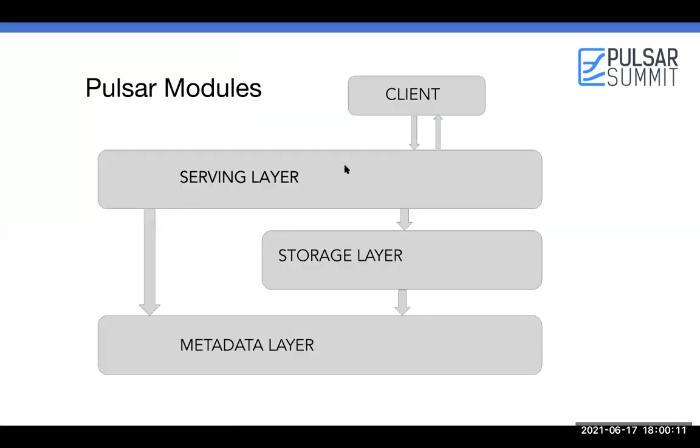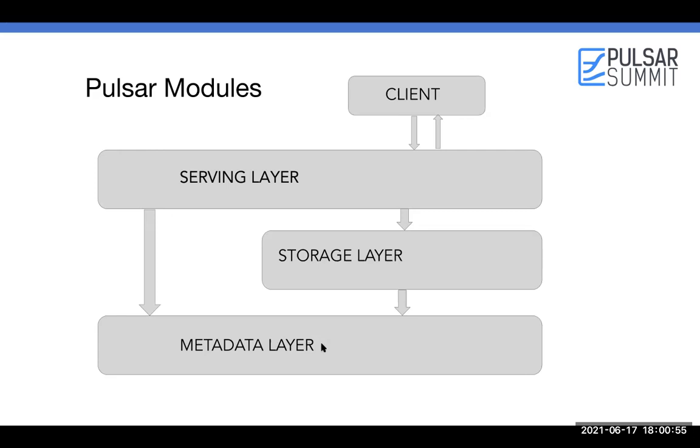First of all, we have 3 layers in Pulsar. The first being serving layer, which is where your clients, which are your producers and consumers, connect. This layer serves all your read and write and all the messaging semantics. The serving layer writes to a storage layer, which stores all the data. And then there is a metadata layer, the same layer that is used by the serving layer for its cluster metadata, and the storage layer as well uses the same metadata layer.